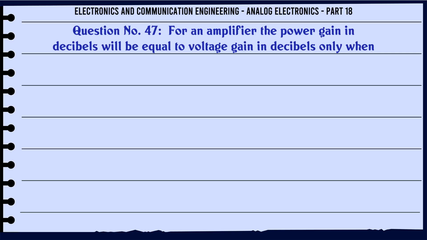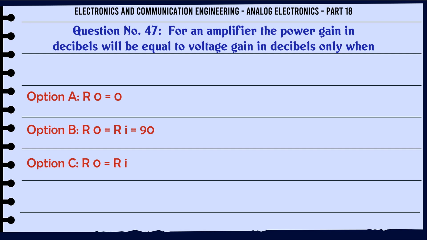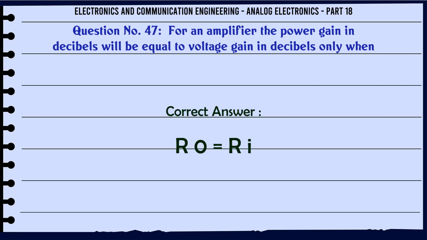For an amplifier, the power gain in decibels will be equal to voltage gain in decibels only when A. R0 = 0, B. R0 = Ri, C. R0 Ri, D. Ri = 0. The correct answer is R0 = Ri.